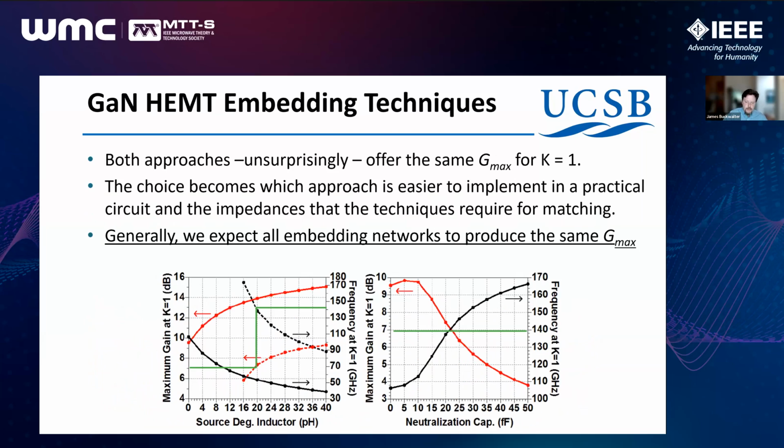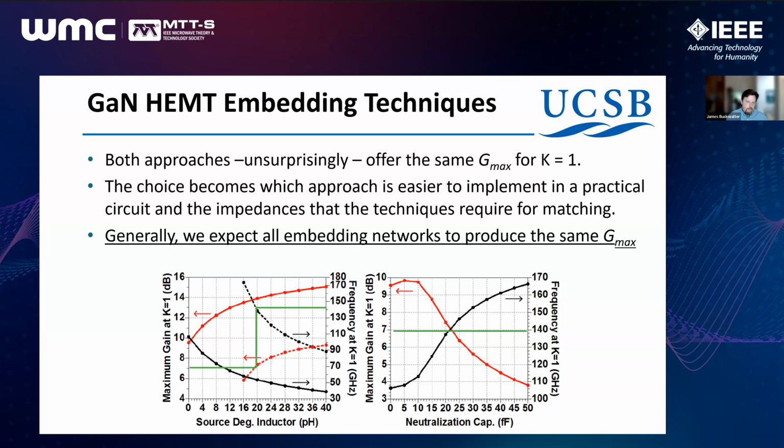But when we really look at this and we compare these two approaches, we see, unsurprisingly, that essentially if we compare them for the same K equals 1 factor, they're basically a wash. So on the left, we see the source degeneration of the inductor as a function of Gmax at K equals 1. And the appearance of this second peak is captured through the dashed line in that plot. And so even though the black solid line decreases as we increase the source degeneration, we get this second spike that's giving us higher gain.